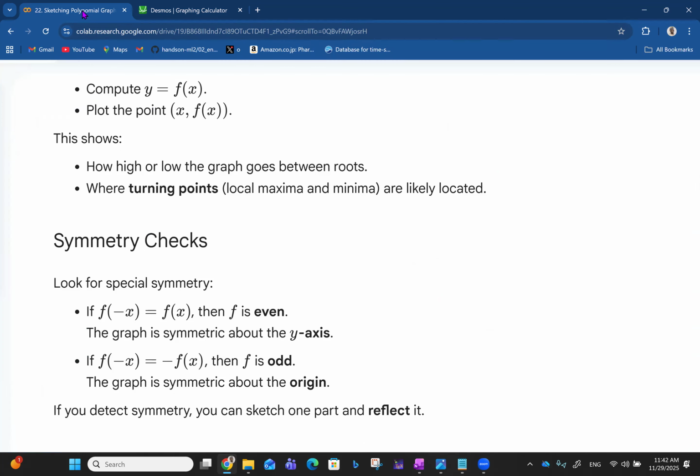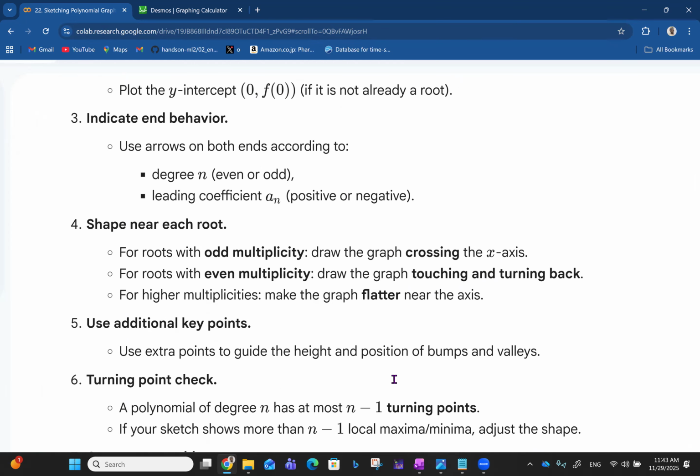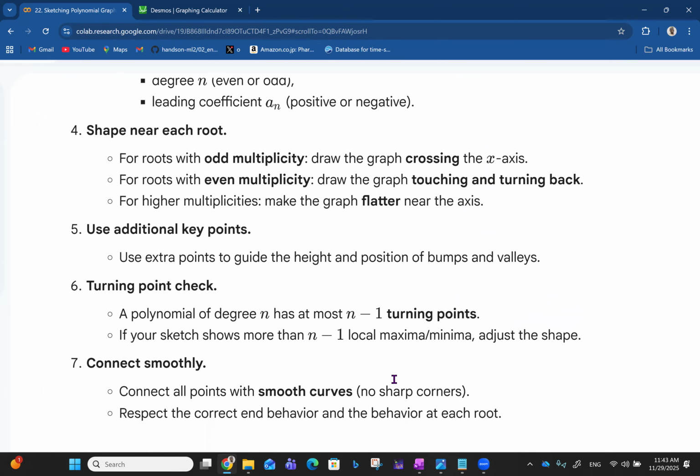So step 4 now, we talk about a rough sketch of the polynomial. Once you have all the information in place, you can combine it, draw axes and choose a scale. Mark the x and y axes with tick marks, then plot all intercepts. Plot each real root r, comma 0, and plot the y-intercept 0, f of 0, if it is not already a root. Then indicate end behavior. Use arrows on both ends according to degree n, even or odd, and the leading coefficient a n, positive or negative. Then you can shape the graph near each root. For roots with odd multiplicity, draw the graph crossing the x-axis. For roots with even multiplicity, draw the graph touching and turning back. For higher multiplicities, make the graph flatter near the axis.